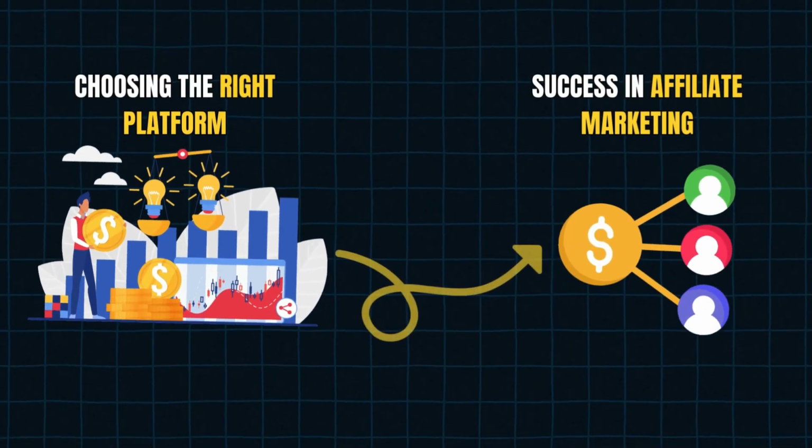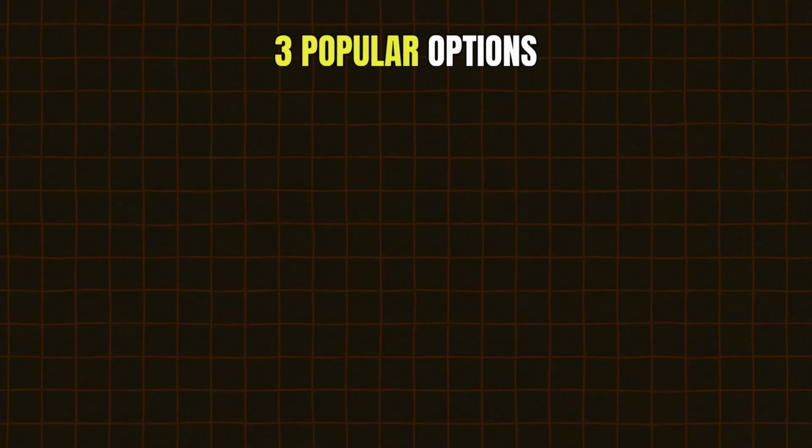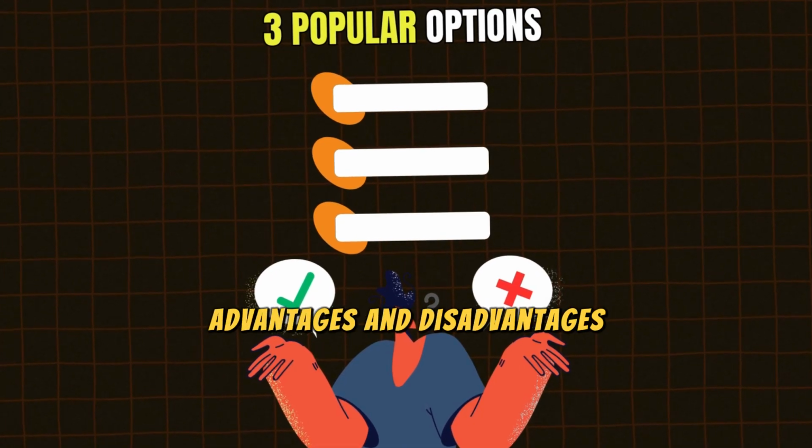Choosing the right platform to find quality products and programs to promote is crucial to success in affiliate marketing. So, here are 3 popular options, each with its own set of advantages and disadvantages.